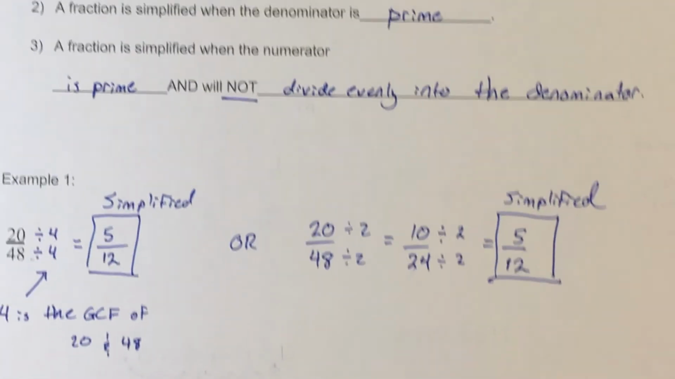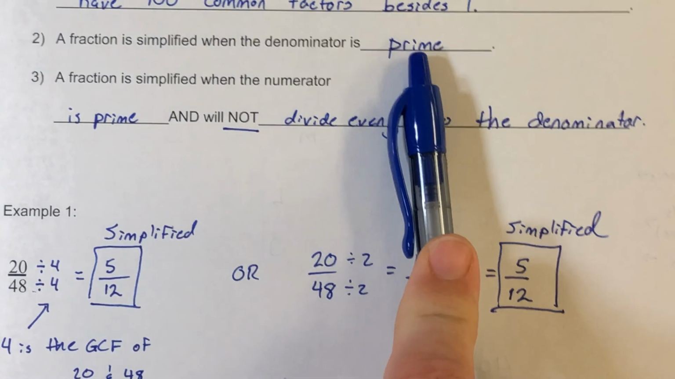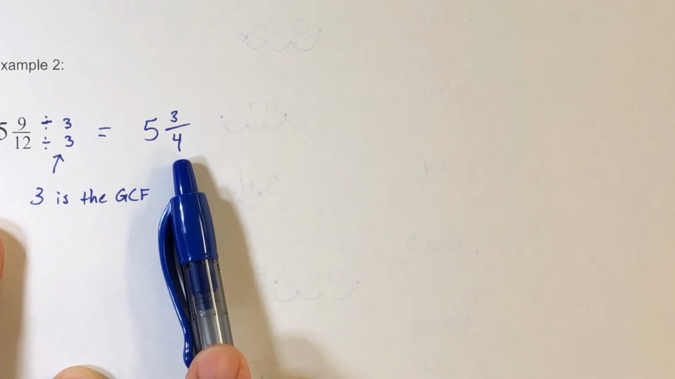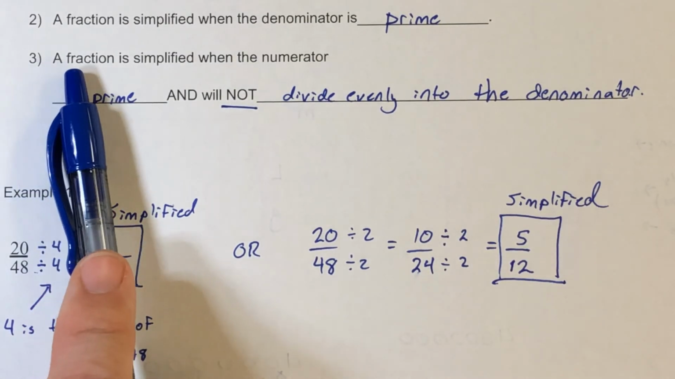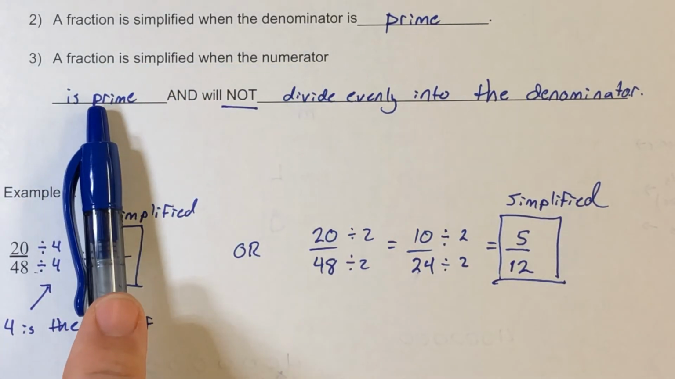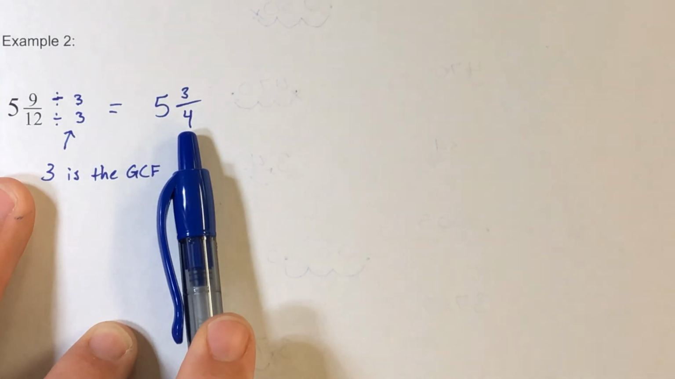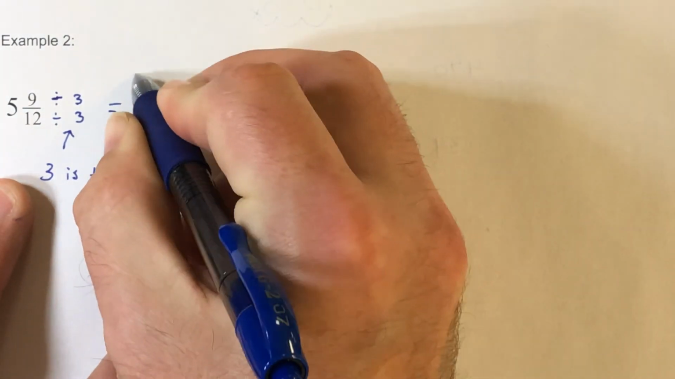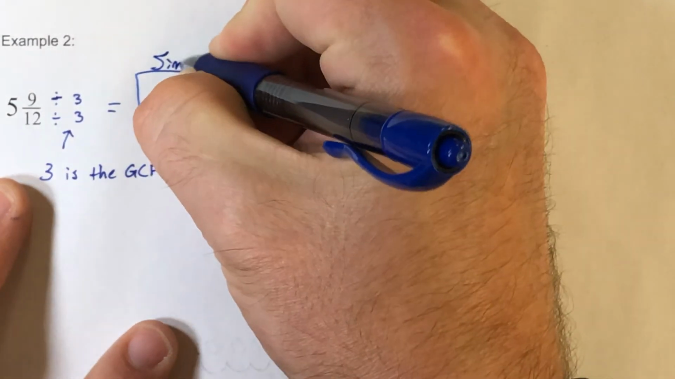Would any of these other rules apply? Let's see, a fraction is simplified when the denominator is prime. That's the nicest one. However, our denominator is not prime. So again, rule 2 is useless. It's like, why is it even there? All right, rule 3, let's see. A fraction is simplified when the numerator is prime, but won't divide into the denominator. Okay, is 3 prime? Yes. Will 3 divide evenly into 4? No. That means rule 3 applies, and that means you would be finished. So both rules 1 and 3 tell us that this answer is simplified.